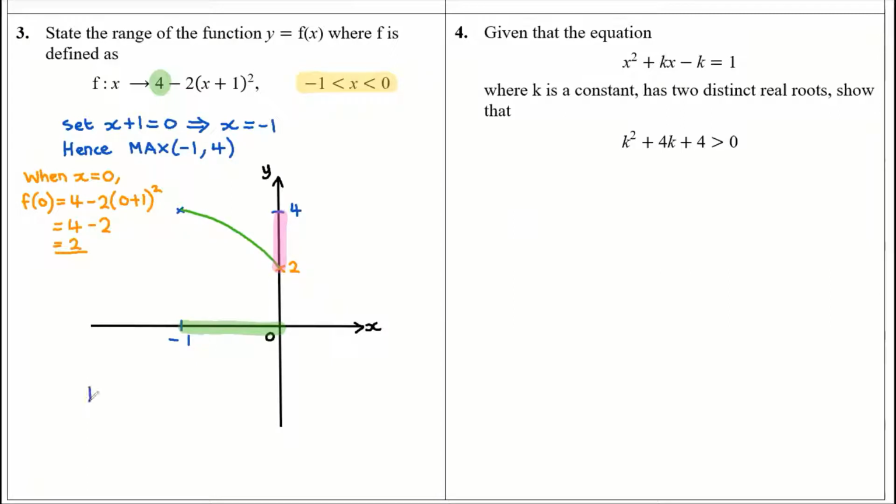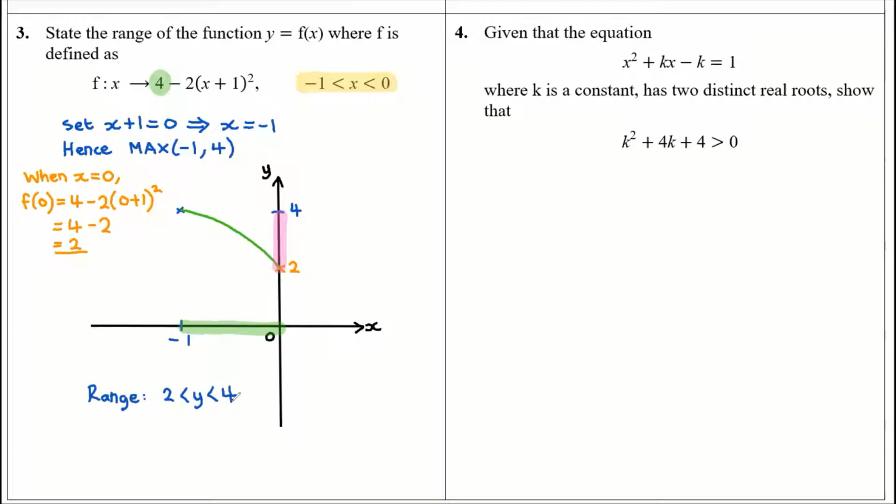So the range, I've made the assumption, of course, that x is a real number in this. So y will be bounded between 2 and 4. Okay, according to the sketch.